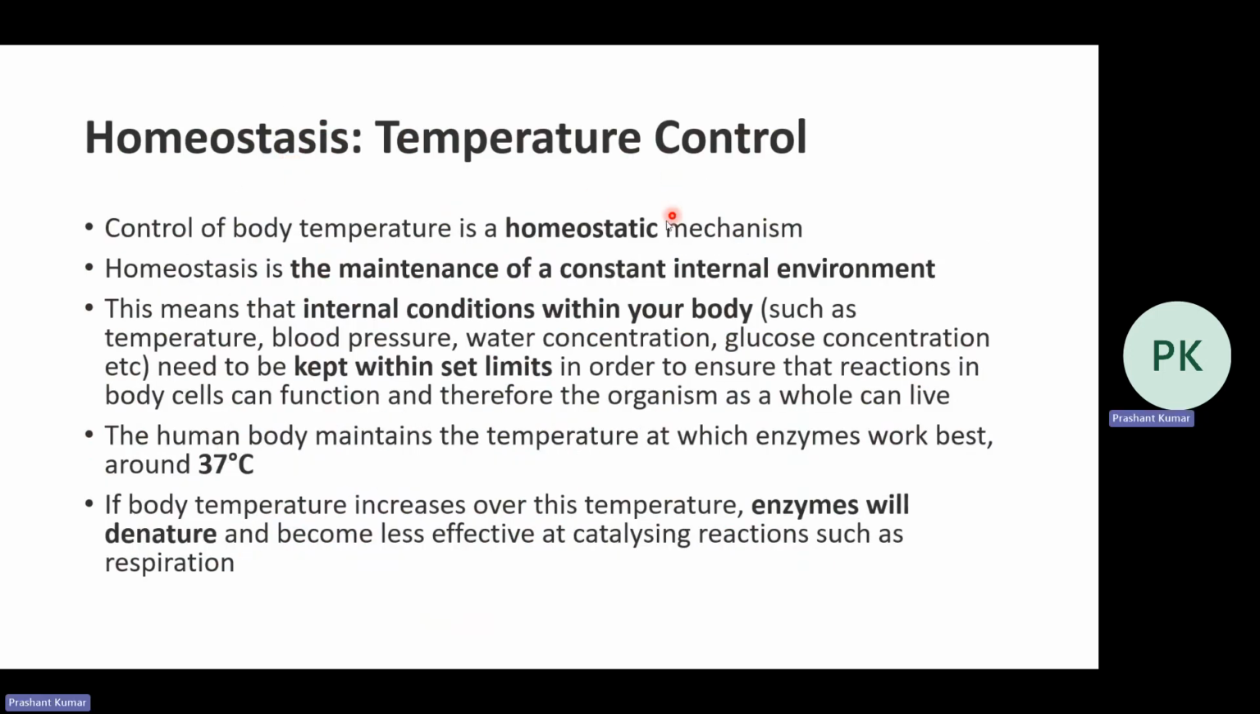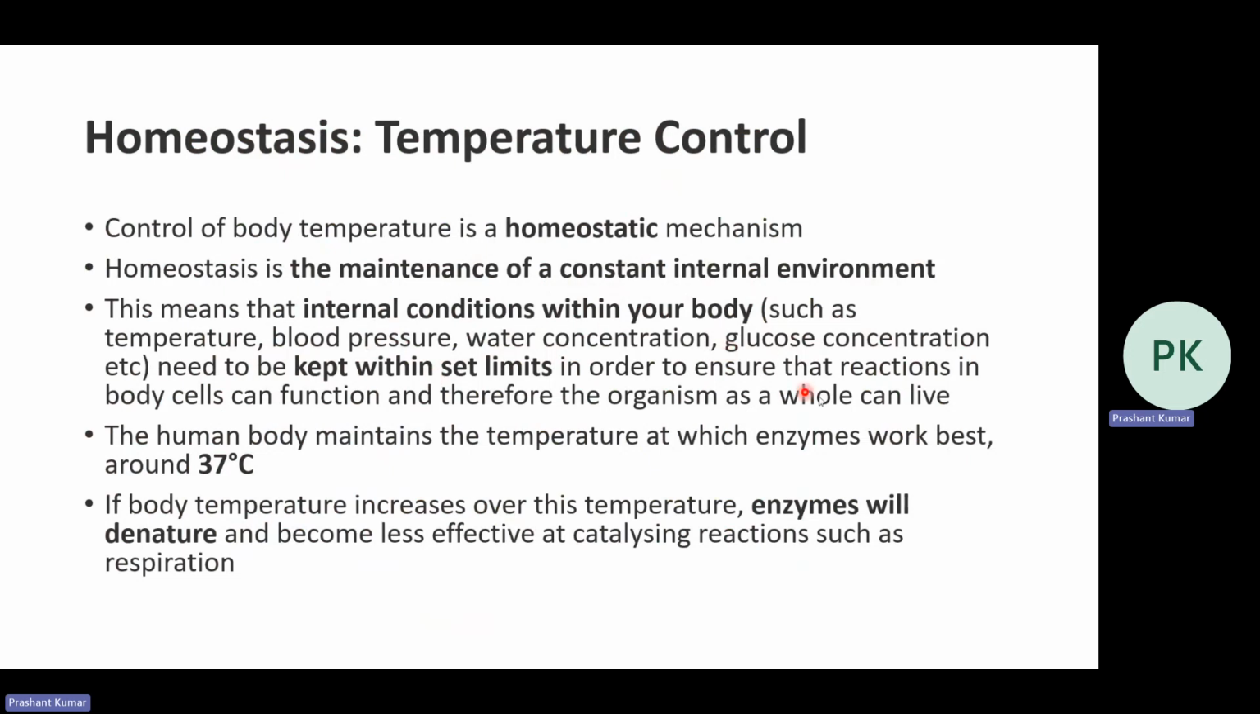Homeostasis, how temperature is being controlled. So control of the body temperature is called a homeostatic mechanism, which maintains a constant internal environment. And this means that internal conditions within your body, like temperature, blood pressure, water concentration, glucose concentration, need to be at the set value. If it is going beyond, then it will cause a severe problem.